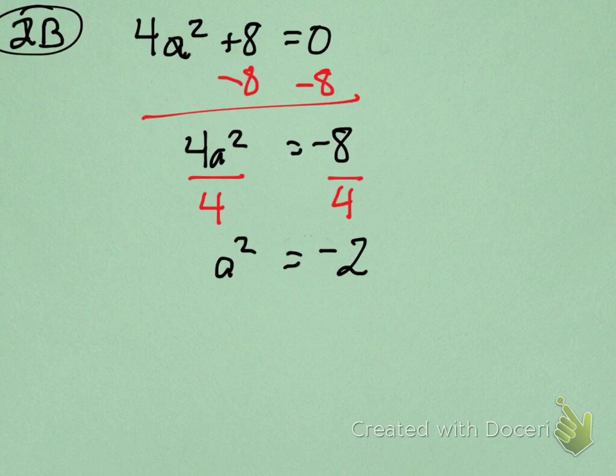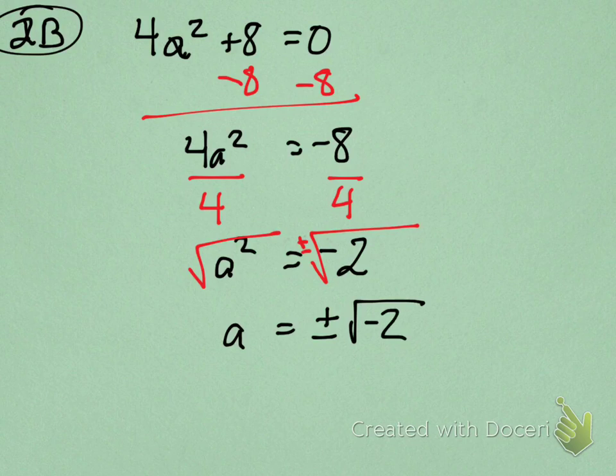Now I want to get that square root. I had to square root it to get rid of that squared. So I'm going to take the square root of both sides. Don't forget your plus or minus. So a is equal to plus or minus the square root of negative 2. How can I simplify this? The i. So a is equal to plus or minus i square root of 2.